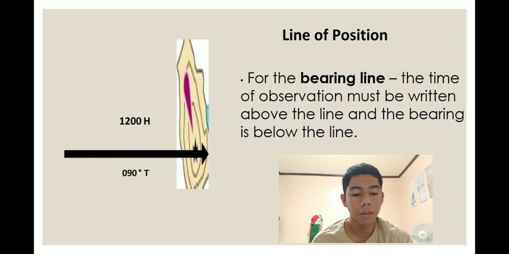Line of position. For the bearing line, the time of observation must be written above the line and the bearing is below the line. So, you see in the picture below, above the line will be the time. Then below is your bearing, for example 90 degrees.